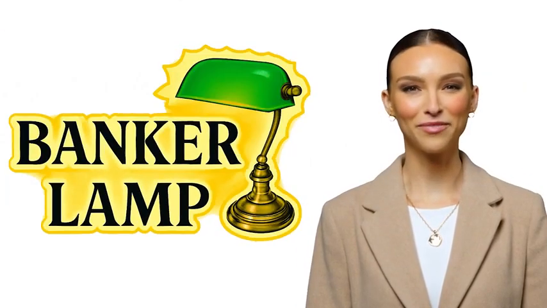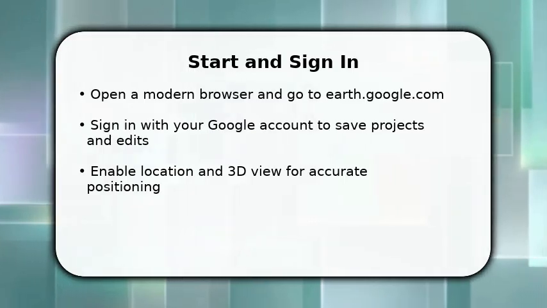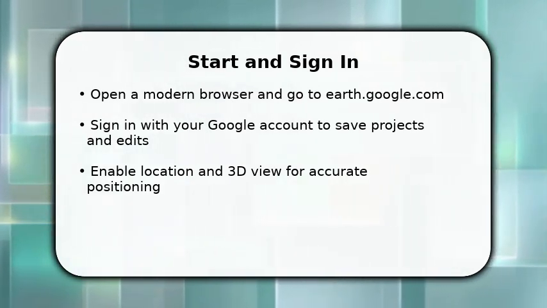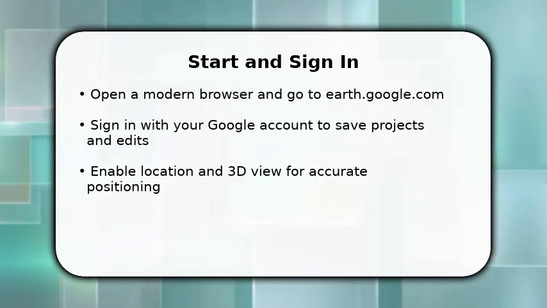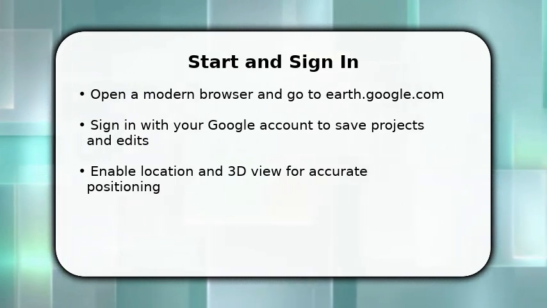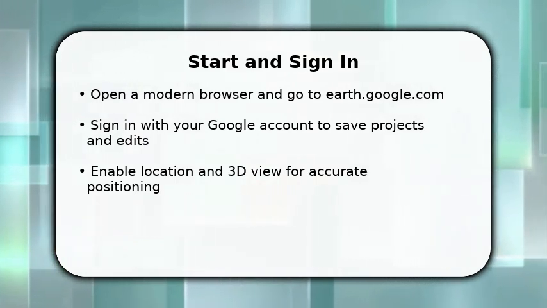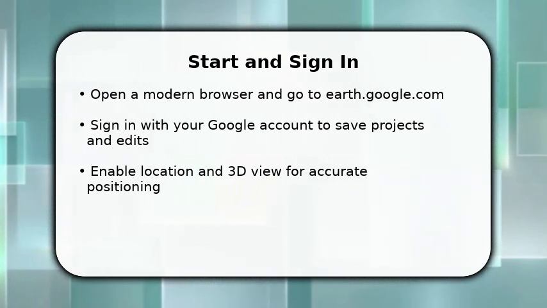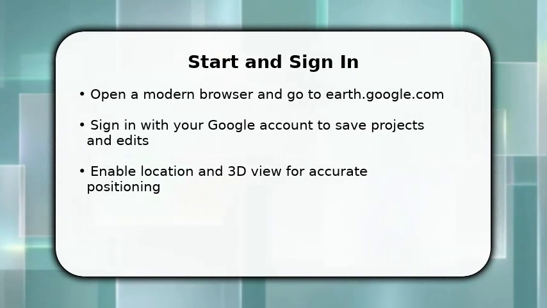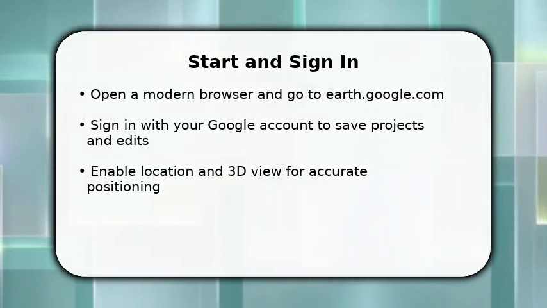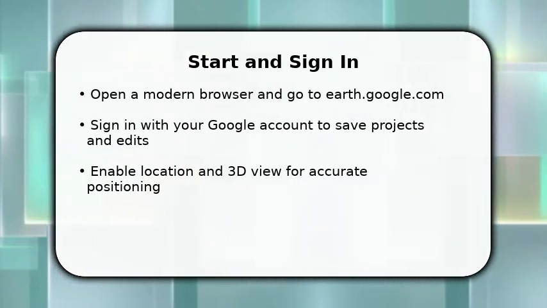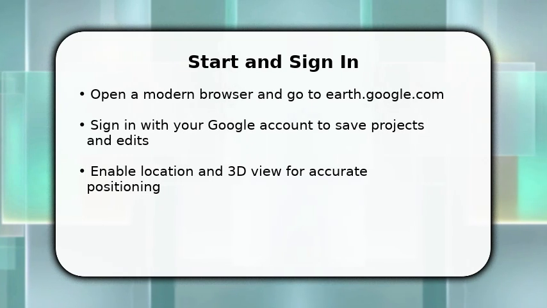Please enjoy the video. You start by opening a supported browser and going to Google Earth. Sign in so your work saves automatically. Once signed in, allow location and enable 3D buildings to get realistic terrain and context. Use the search box immediately to jump to coordinates or place names, then click the compass to orient north. This quick setup gets you into the map layer you need and ensures projects and measuring tools will store correctly to your account for the next steps.